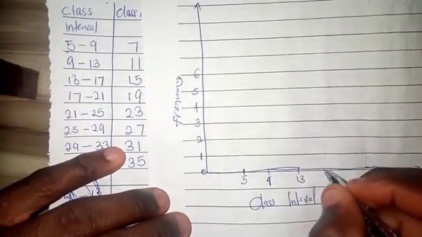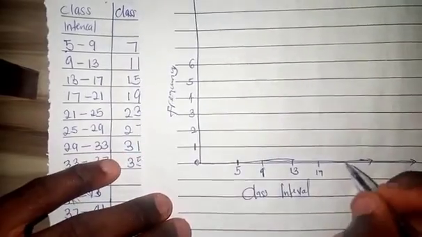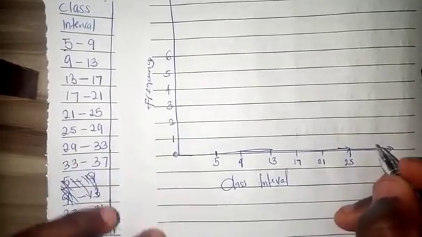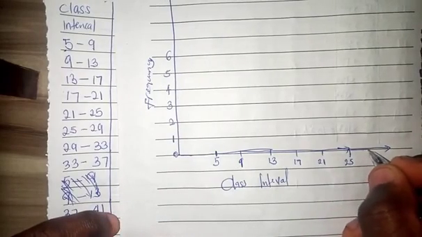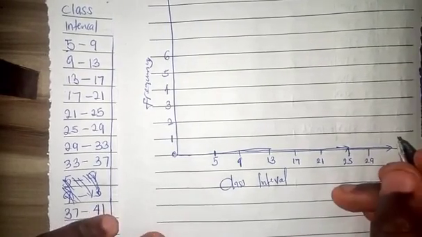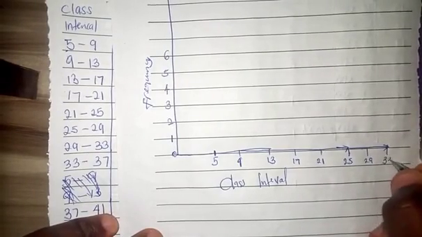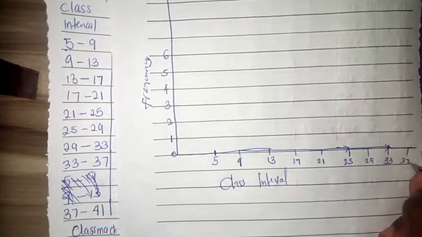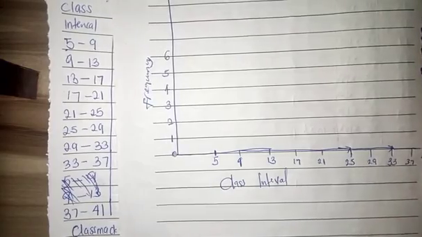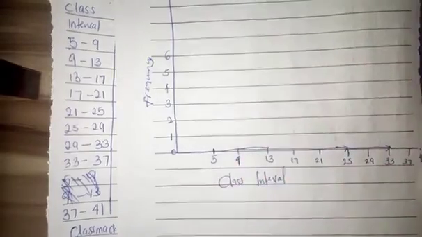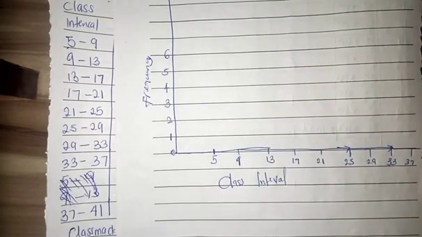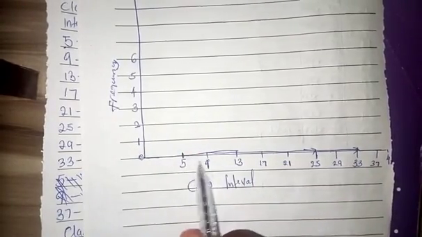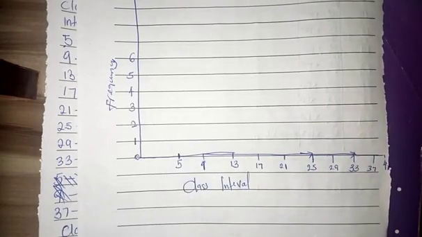13 to what? 17. 13 to 17. 17 to what? 21. 21 to what? 25. 25 to what? 29. 29 to what? 33. 33 to what? 37. 37 to what? 41. Don't mind my own labeling. If you want to draw your own for a particular lecturer or something, the space in between the numbers must be what? Consistent. It must be right.